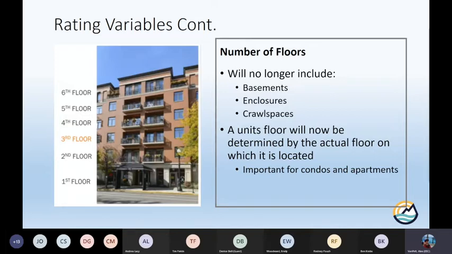If the BFE is 10 feet, this guy on the third floor is going to be high and dry above that during the 1% chance flood. So he should be paying a lower premium than the folks who live on the first or second floor.